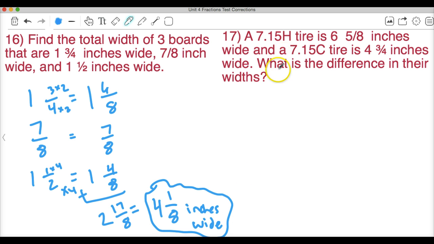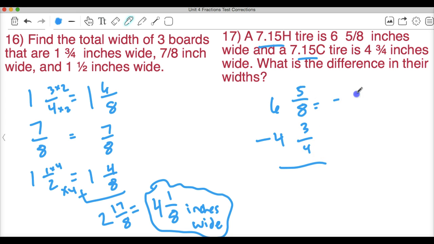Okay. Next one, a 7.15 H tire is 6 5/8 inches wide, and a 7.15 C tire is 4 3/4 inches wide. What is the difference in their widths? So it's just a simple subtraction problem. Don't let the tire mess you up. That's just there for information. I don't even know what kind of tire that is. So just know that it's 2 different tires. We want to know how much difference their widths are. So I've got 6 5/8 minus 4 3/4.